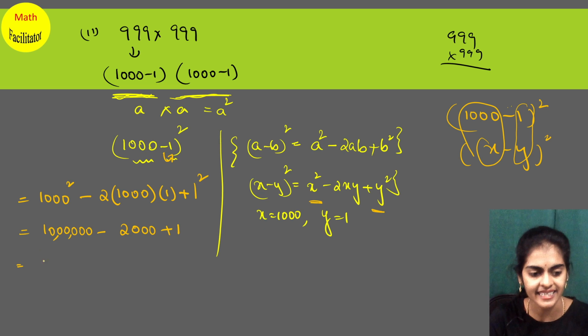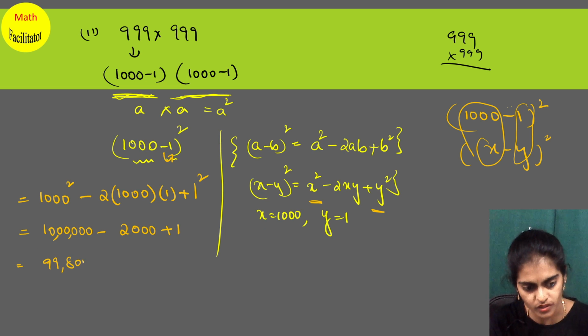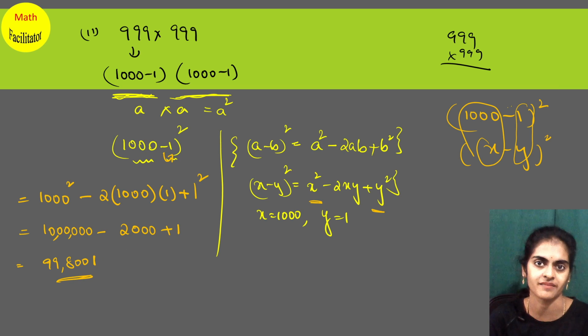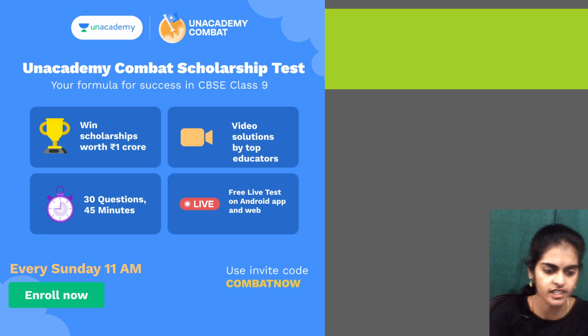Right? And 99 lakhs 8,000, you will add 1 to this. So it will be 99 lakhs 8,001. Clear? Chalo, the next question.